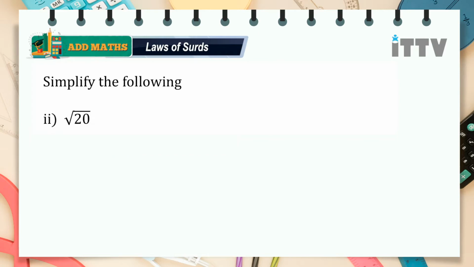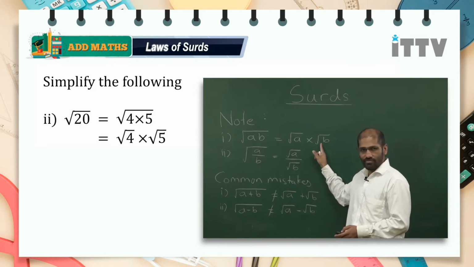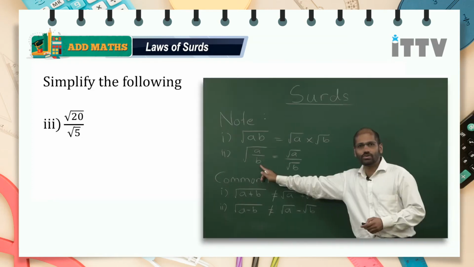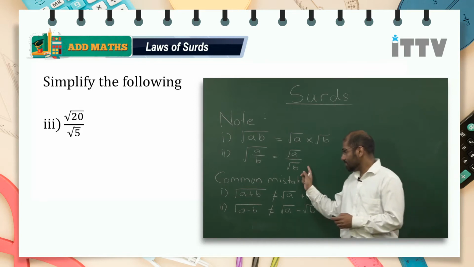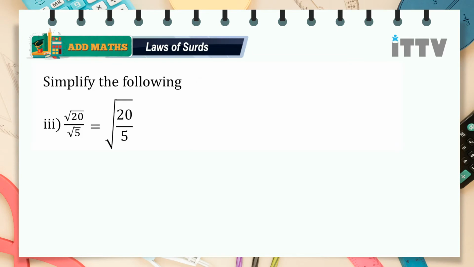Similarly, surd of 20, we could split it up as surd 20 equals surd 4 times surd 5 using this rule, and surd 4 equals 2, and surd 5 cannot be simplified, it's an irrational number, so we have 2 surd 5. And lastly, using the division rule over here, surd 20 divided by surd 5 can be rewritten into this form as surd of 20 over 5, giving us surd 4 that simplifies to become 2.